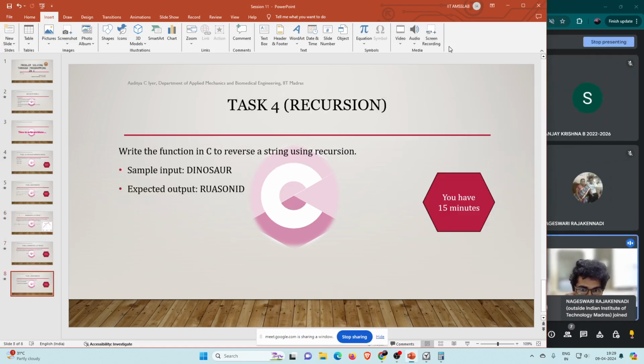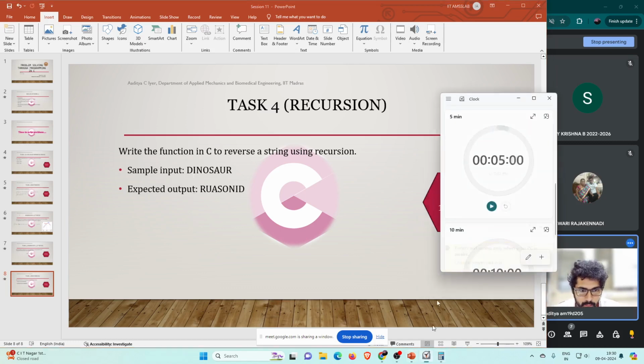Yeah, lastly, we are back to recursion. Write a function in C, I mean function and the whole program to reverse a string using recursion. Okay, so you have to use a recursive function to reverse a string. I'll give you 12 minutes here, and then I'll start writing the code. So yeah, if I input, let's say, dinosaur, I should get the reverse.